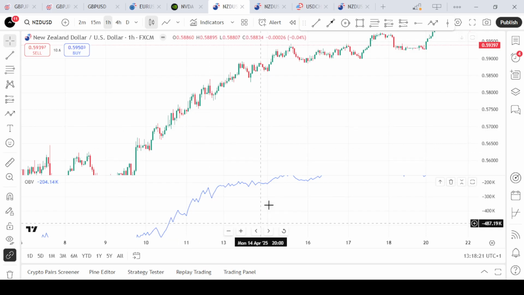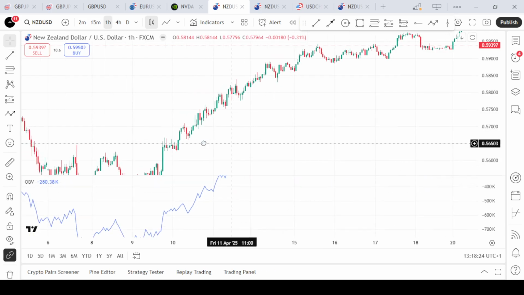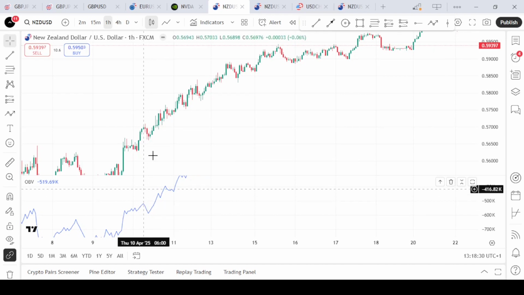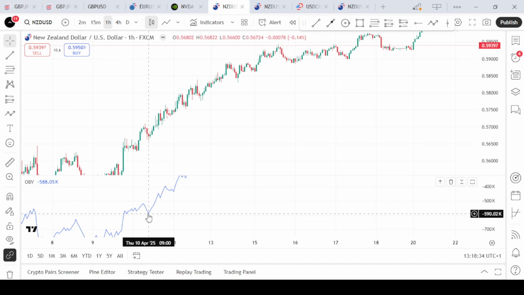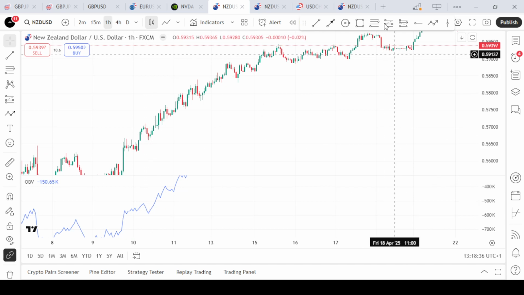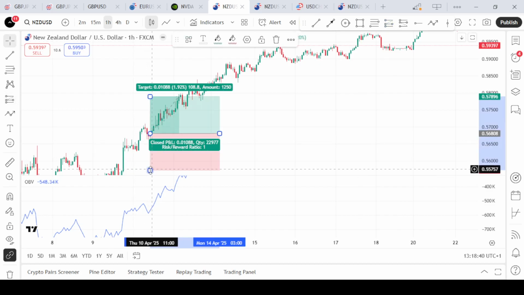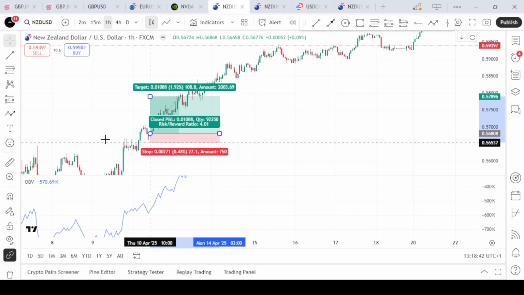Now, we would want to enter the trade when we notice there is an alignment between price making a new high and the OBV making a new high. When price retraces, you see the OBV retracing. Once you notice the OBV is going back to the upside, this will be a good signal for you to enter your long position on the trade.